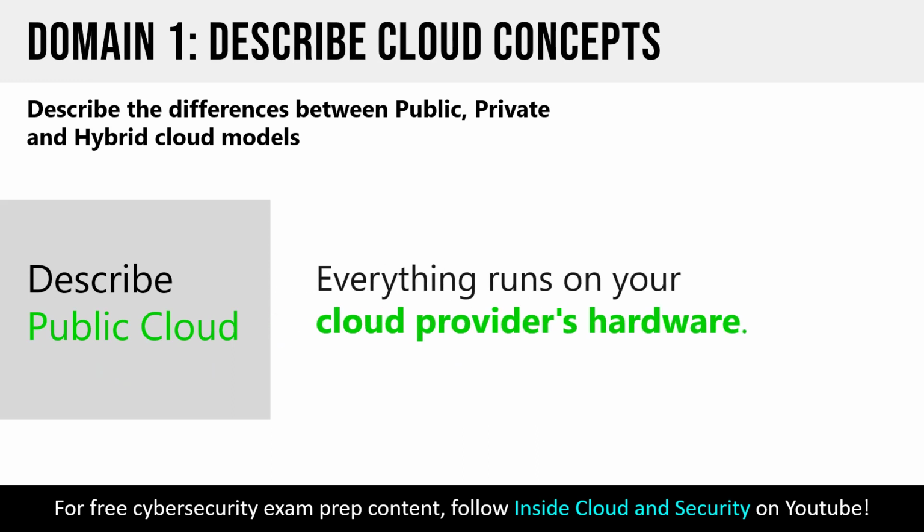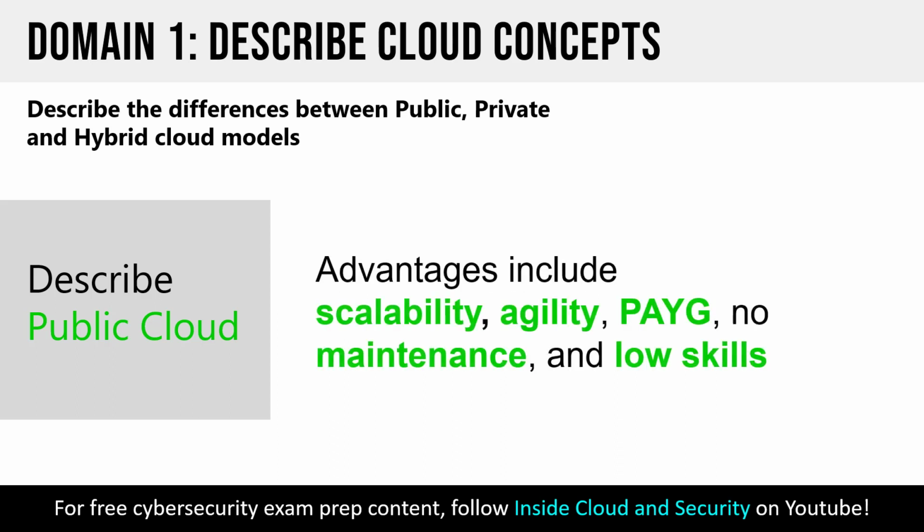So the public cloud, where everything runs on our cloud provider's hardware. So public cloud would be moving everything into the cloud. We don't have anything in our data center. But the public cloud refers to Azure, Amazon, Google Cloud. Advantages here include scalability, agility, pay as you go. That's what PAYG means. There's really no maintenance.